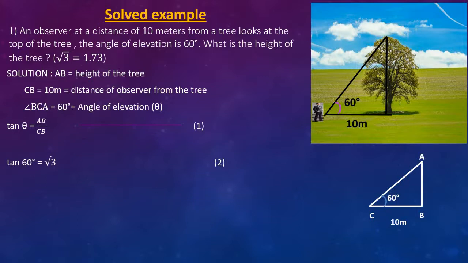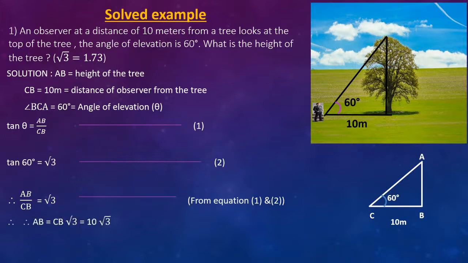So now tan theta is AB upon CB. Let us call it equation 1. But we know that the angle of elevation is theta, so the value of theta is 60 degrees. That is tan 60 degrees. We know the value of tan 60 degrees is root 3. Let it be equation number 2. Now by comparing equation 1 and equation 2, we get AB upon CB is equal to root 3. Where did we get this from? From comparing equation 1 and equation 2.